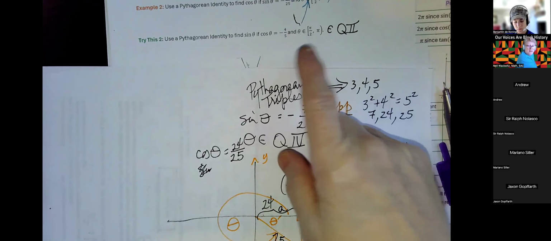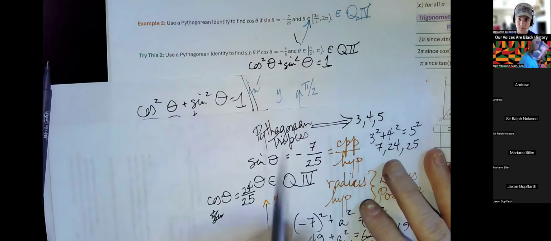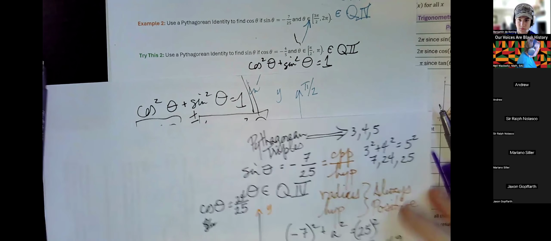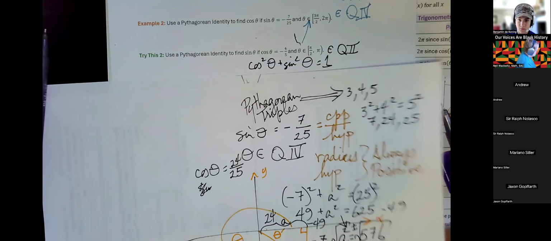identity. Cosine squared plus sine squared is 1. So both ways to find the sine if we know the cosine, and just know that these techniques are techniques we're going to use all semester long. So it's really useful information, and I'm going to pause.